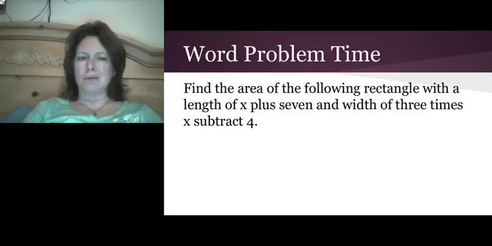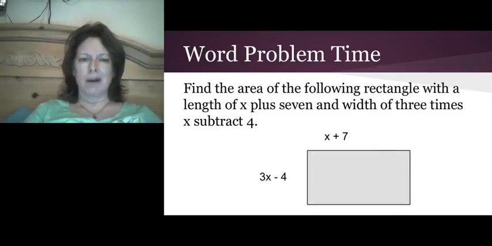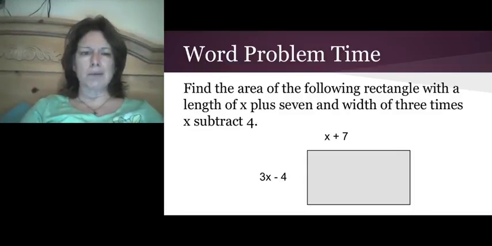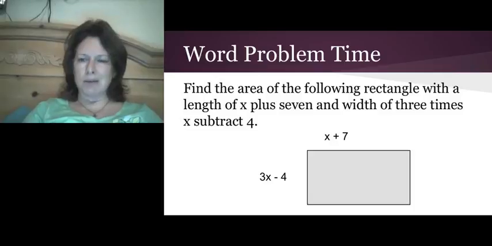Here's another word problem. Find the area of a following rectangle with a length of x plus 7 and a width of 3x subtract 4. First of all, we need to draw out the problem. We have a rectangle. Its length is x plus 7 and the width is 3x subtract 4. Then we're ready. Once we've drawn it out and made a plan, we can put up a box, use our two binomials, find our product, and have our area.